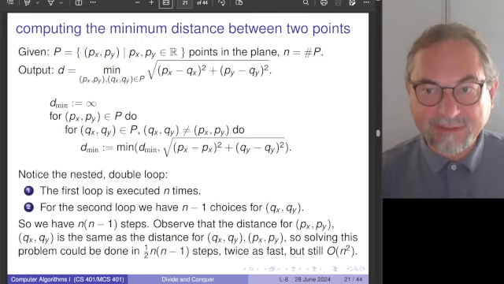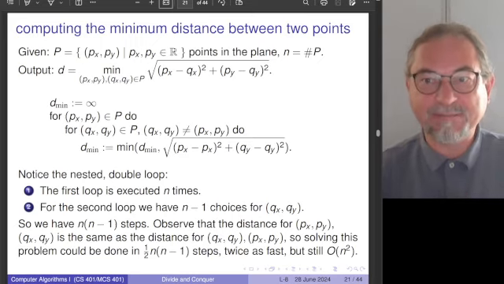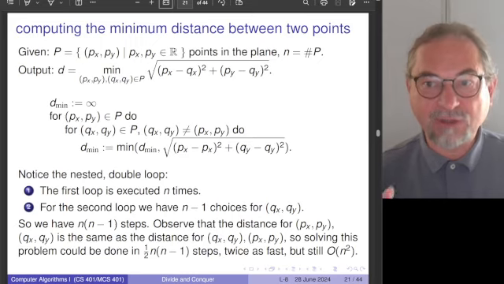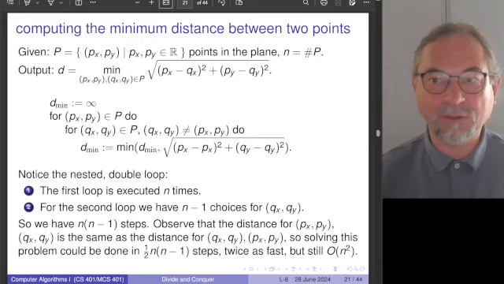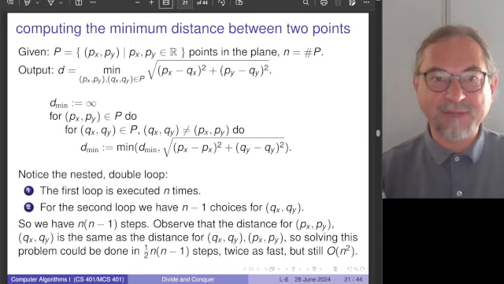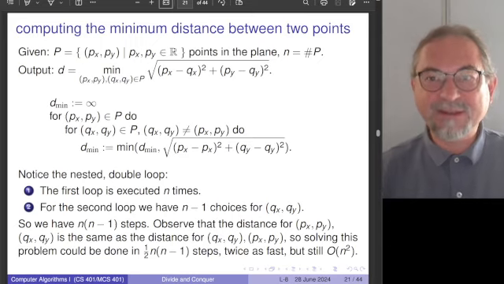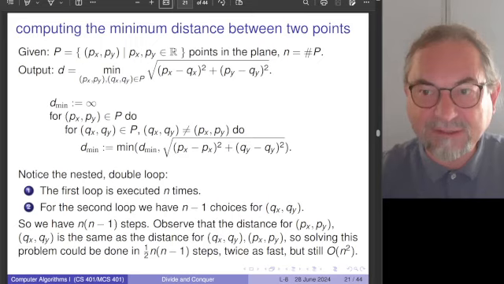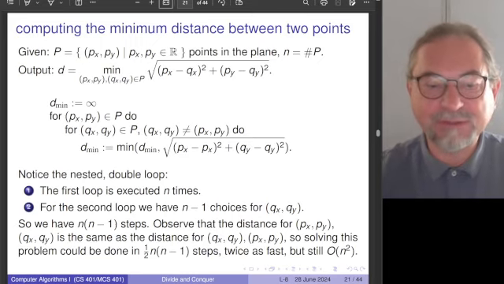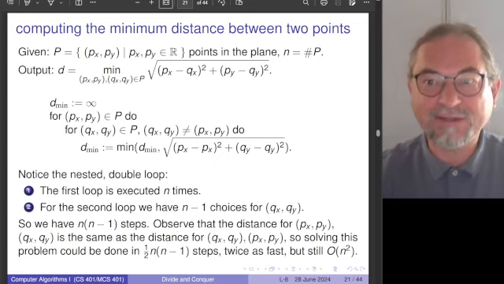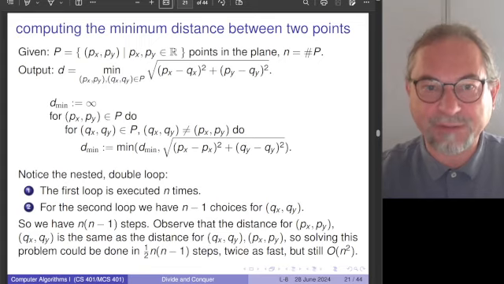So we can do better by applying the principle of divide and conquer. And we will see that if we apply divide and conquer, we can solve this problem in time n log n. So computing the minimum distance between 2 points is therefore a little bit similar to sorting a list of n points. So this problem is also close to the area of computational geometry.